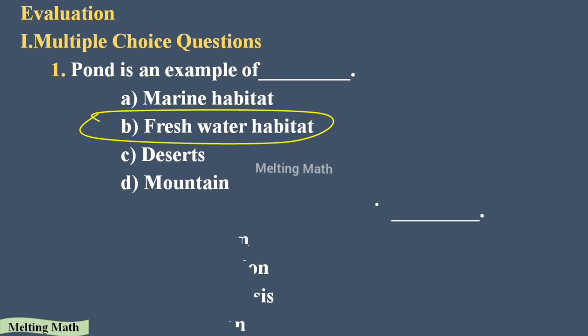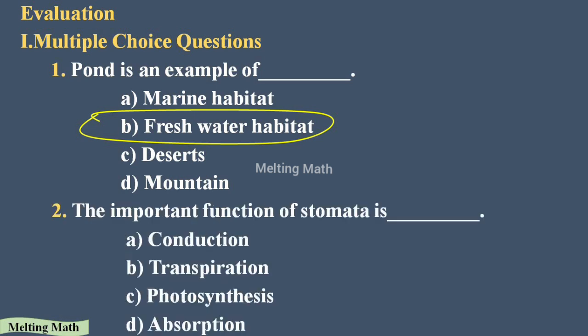Okay, second one, the important function of stomata is dash. Options are: A, conduction, B, transpiration, C, photosynthesis, D, absorption. What is the answer? We already know it. At the base of the leaves, some tiny holes, pores are there. That's called stomata. By using that stomata, the plant gets the energy from the sun. When rain comes, it gets energy from water also. So we call it transpiration. So option B is the answer.